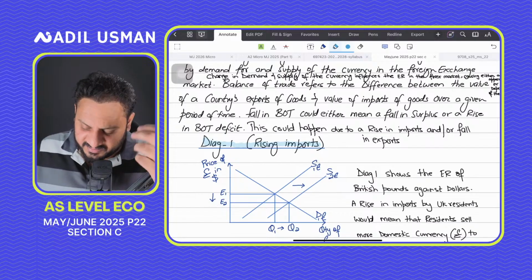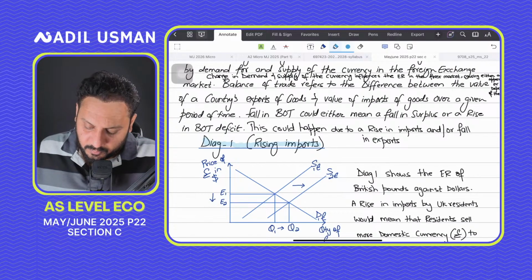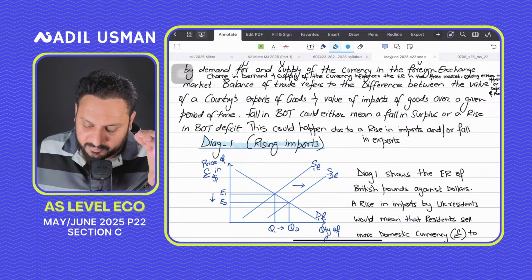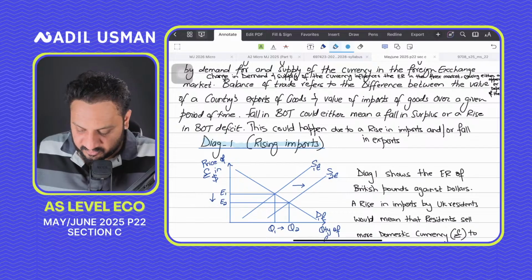So basically what you had to tell was that you need to talk about the extent to which a change in the relative rate of interest between two countries may have a greater impact on the exchange rate.